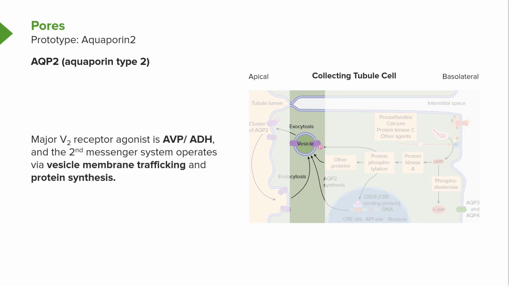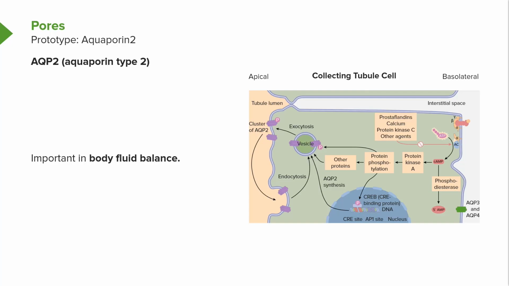How does this process work? It can be seen here, where you need to have binding of arginine vasopressin to a particular receptor, and then through a signaling process, you will both make more aquaporin 2 and cause phosphorylation of various proteins to make these vesicles dock and fuse on the apical membrane. And this is how this kind of pore system works, and how aquaporin 2 channels importantly affect body fluid balance in the kidney.